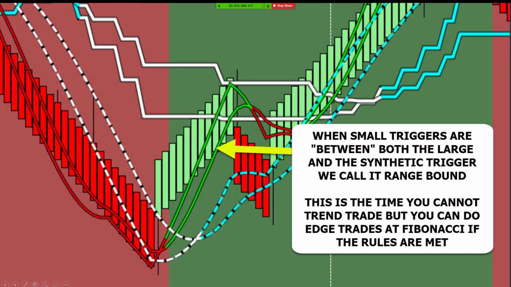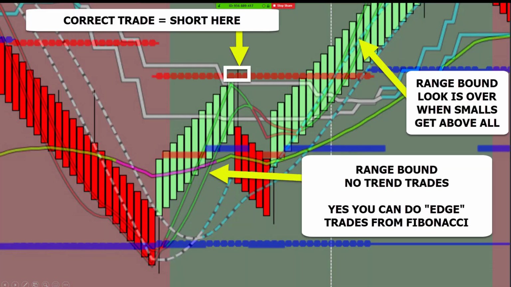So when we get triggers in between the two, so in between the large and the synthetic triggers, what do we get? We get what we call a range-bound look. And again, this is stuff that we've studied over the years. And when we get a range-bound look, number one, you can't do trend trades. But if you have fibs at the edges, you can do counter trend trades. So what we end up with in a range-bound look is no trend trades, but having Fibonacci resistance at the edge, we can go short right here and make more money.